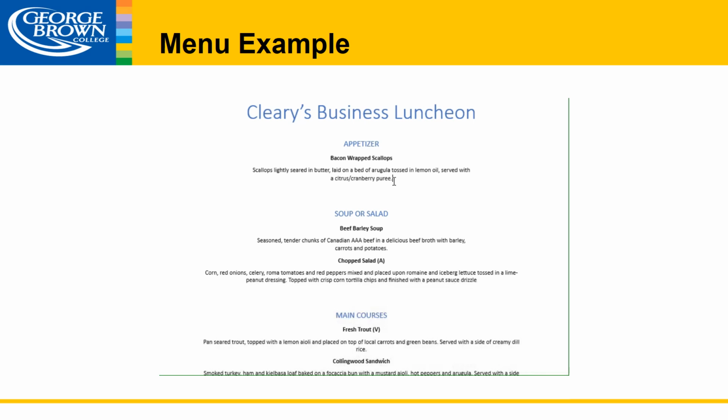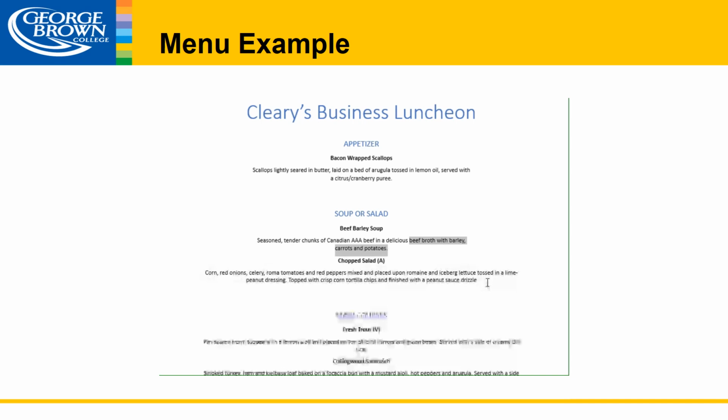Okay. And then next I have my soup and salad. In terms of choices, I have a beef barley soup. The description is seasoned tender chunks of Canadian AAA beef in a delicious beef broth with barley, carrots, and potatoes. Okay. Some quality descriptors here are seasoned Canadian AAA beef. I also give an idea of maybe some color that's working in this dish by saying beef broth. Broth is brown with some carrots and potatoes. So you have an idea of what this dish would look like as well in terms of a color perspective.